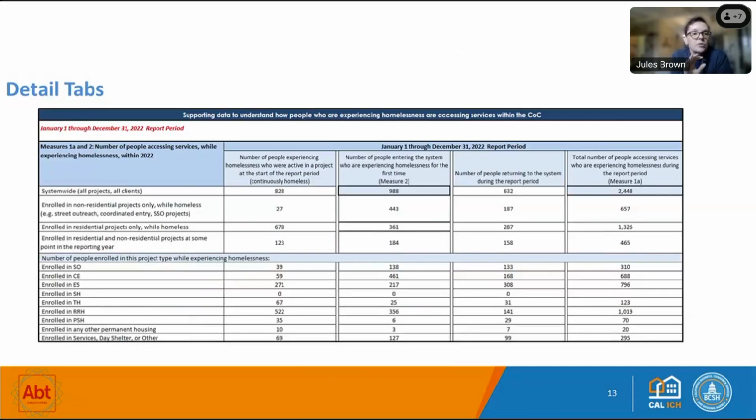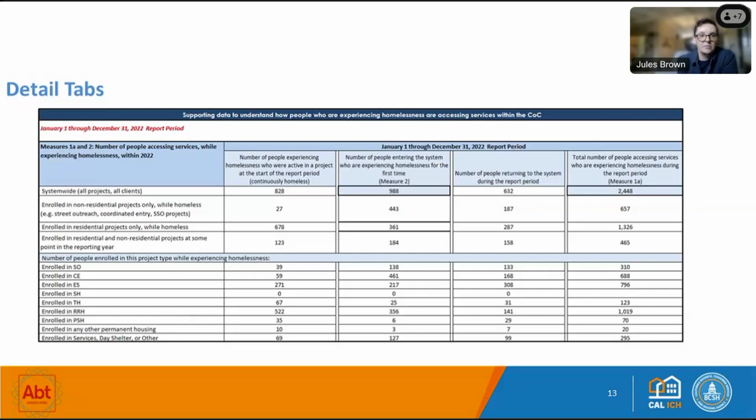One is those who were enrolled in residential projects only. Those were enrolled in non-residential projects only. So those were just contacted by street outreach, day shelters, etc. And then those who appeared in both. So this breakout, the first line shows you the top. That's the top line. That should match the top line tab on your spreadsheet. And then the 3 rows below that break that out.